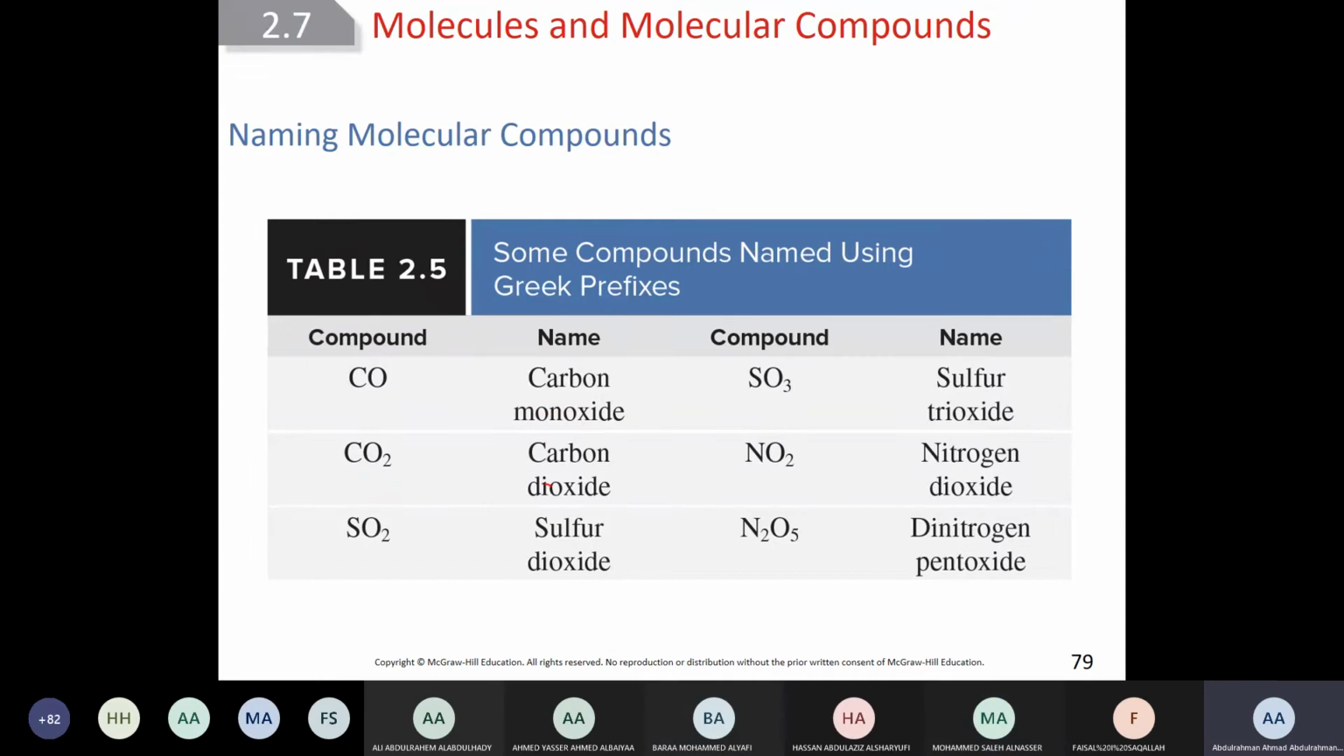Carbon dioxide. Carbon, you keep it as it is, but you change this one. Sulfur dioxide. This one, sulfur trioxide. This one, nitrogen dioxide. This one, dinitrogen oxide. Nitrogen as is, but ide at the end.